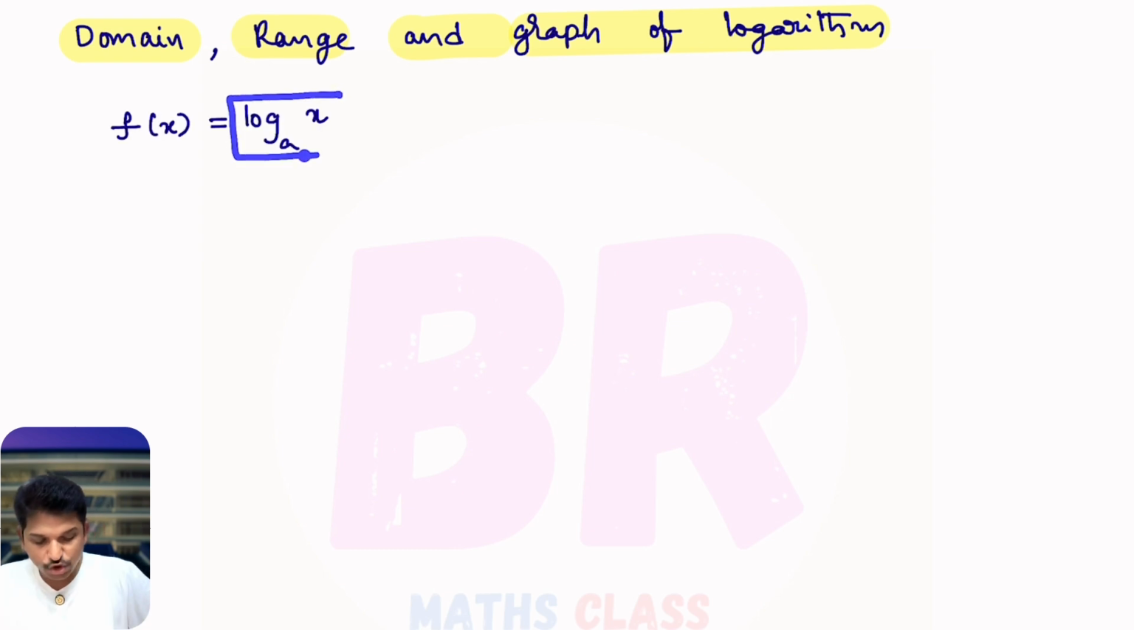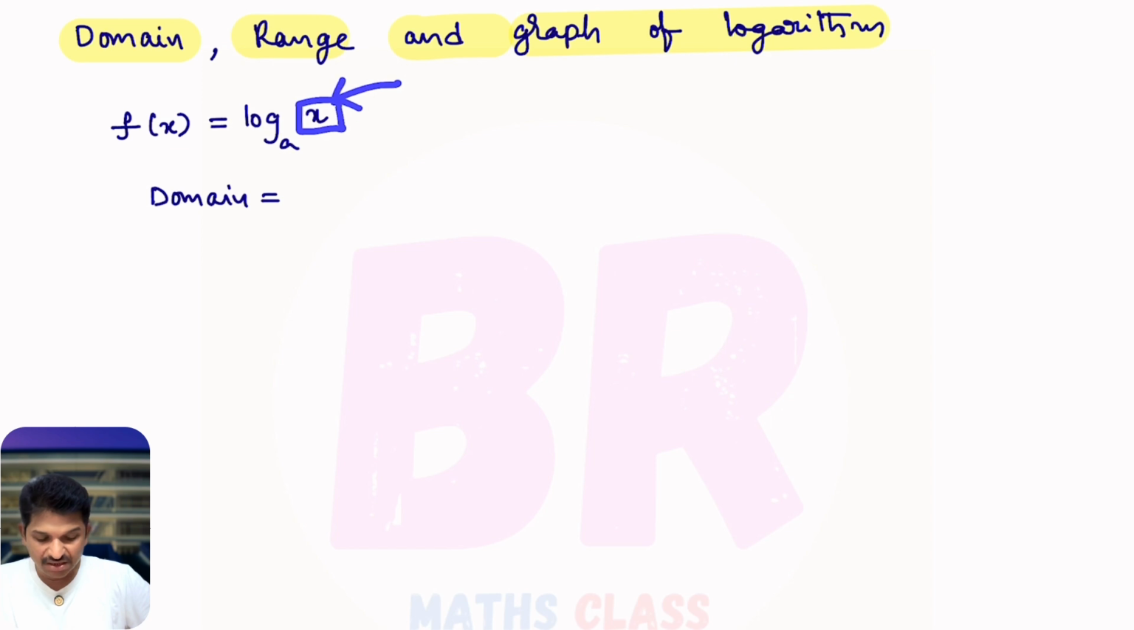See, I am finding domain range of this function f of x equal to log x base a. Here, this logarithm is always defined for positive real numbers. You know that. Logarithm is defined for positive real numbers only. So here, whatever x is there, that must be greater than 0.